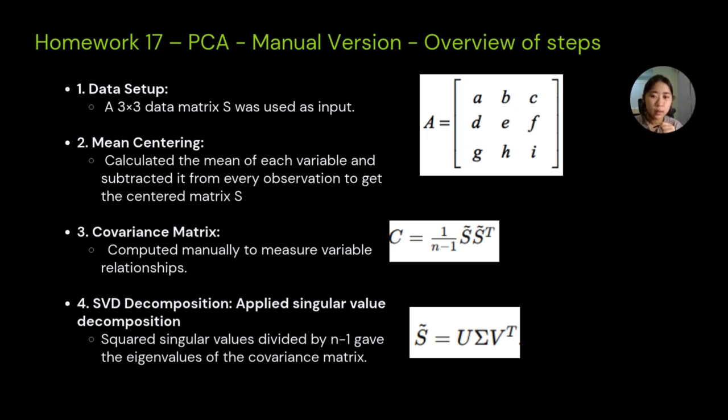And the third step is about computing the covariance matrix, which I computed manually to measure variable relationships. And about the SVD decomposition, I applied singular value decomposition and also squared the singular values divided by n minus 1, and it gave the eigenvalues of the covariance matrix. So that was a brief overview of what I did in my manual version. A clearer version will be shown in the file that I submitted for homework 17.